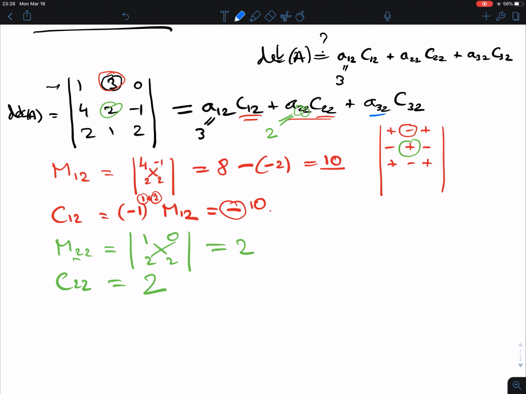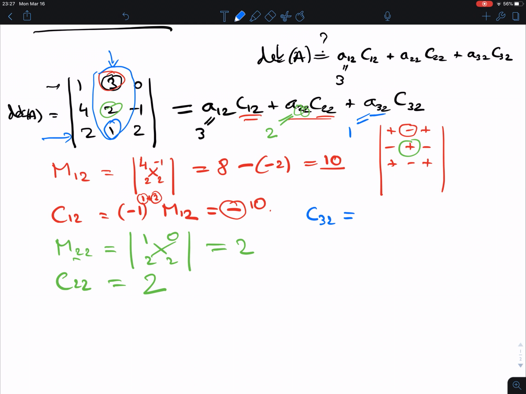A32. Now we are in the third row, but still in the second column. Notice that in all 3 cases here, we were always dealing with this column. And so now we are using this element, 1. So question, what is C32?